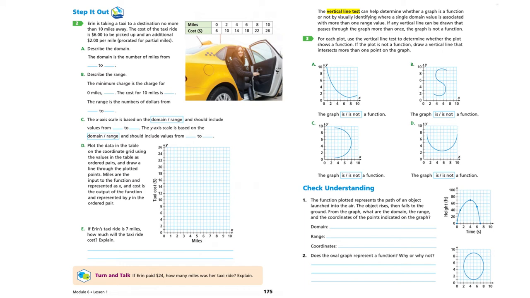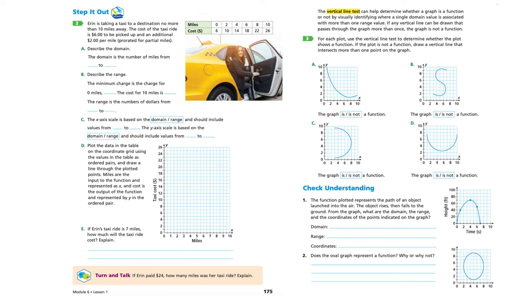So now that you've finished number 2, let's look at number 3. This is a really interesting definition that they're giving you there. The vertical line test can help determine whether a graph is a function or not by visually identifying where a single domain value is associated with more than one range value. If any vertical line can be drawn that passes through the graph more than once, the graph is not a function. So they're saying if you can draw a vertical line anywhere on a graph and it passes through more than one point, you know that it's not a function.